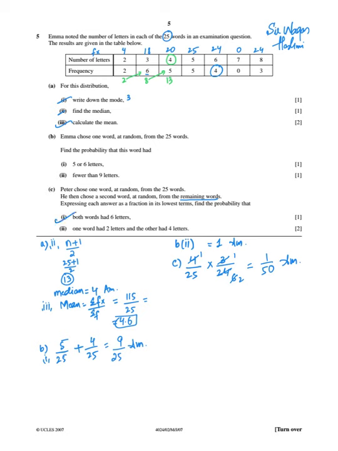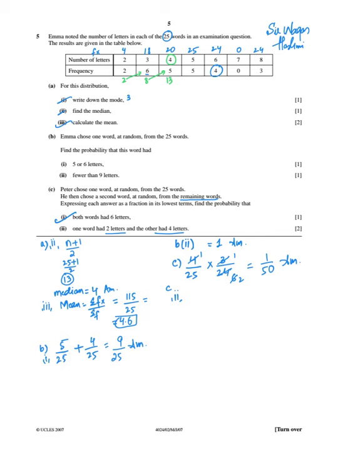After that, C part 2. One word had 2 letters and the other had 4 letters. Now the first thing you observe here, there is no restriction that the first word had 2 letters or the second word had 2 letters, right? So there are 2 possible cases.